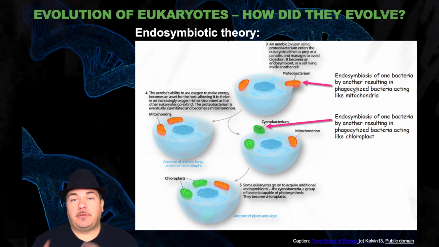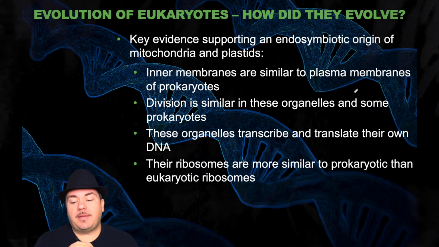Now, when you first hear that, that might sound very science fiction-y, or like I'm feeding you a line of bullshit. But there's actually a lot of evidence supporting this. For example, the inner membranes of the mitochondria and the chloroplast are similar to the plasma membranes of prokaryotes.